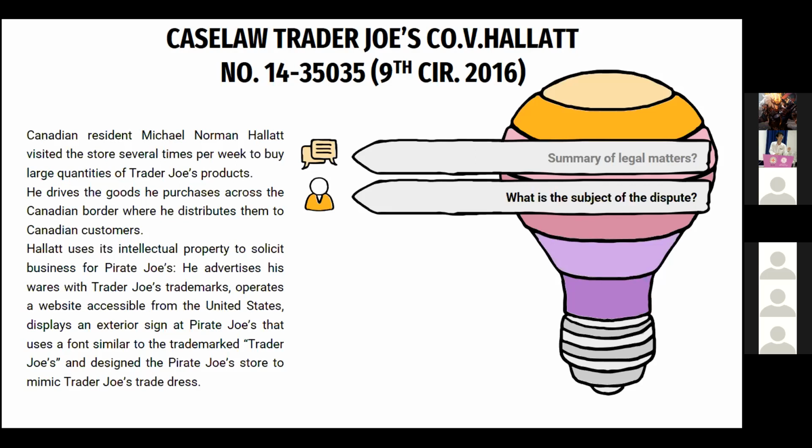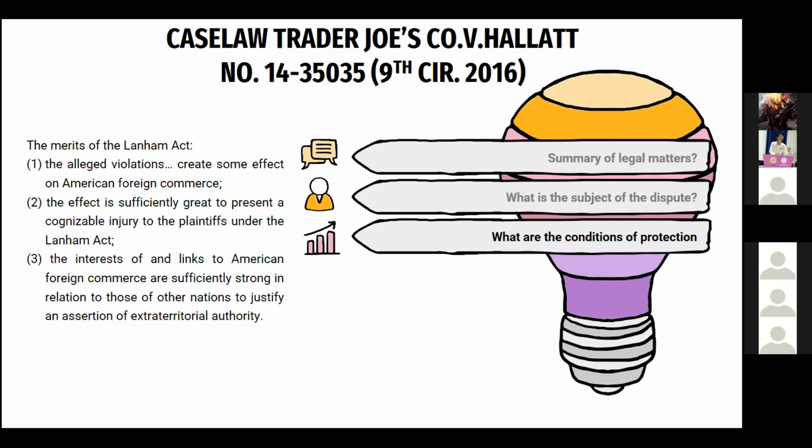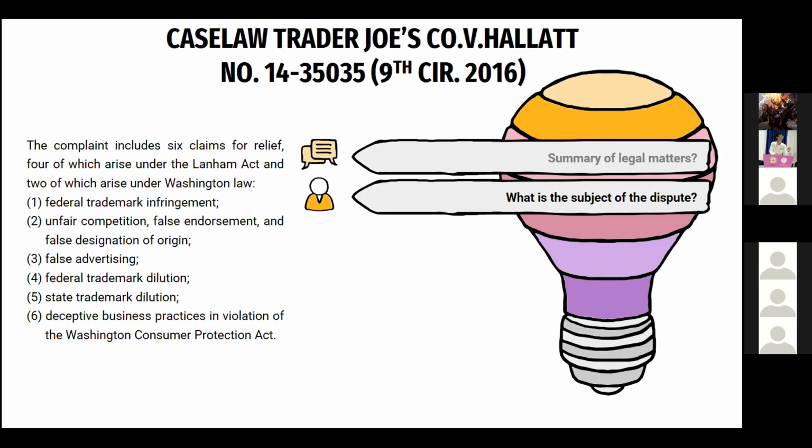So Trader Joe's claims under Washington law. The first is federal trademark infringement, and the second is unfair competition for endorsement and designation of origin, false advertising, federal trademark dilution, and state trademark dilution. Six is deceptive business practice in violation of the Washington Consumer Protection Act.